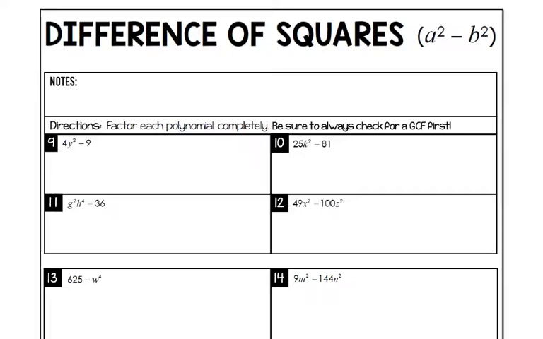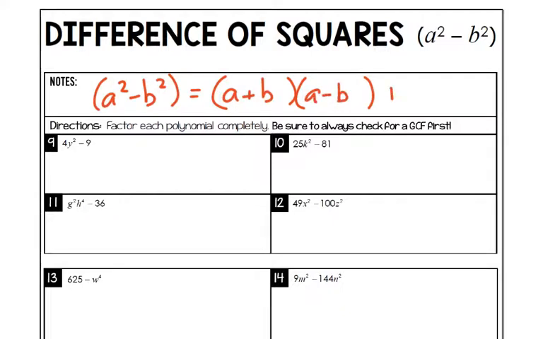And then we talked about difference of squares. Do you remember the formula? Without looking at your flipbook, can you tell me what it is? If it's a squared minus b squared, what does that factor into? Remember? All right, did you say a plus b and a minus b? If you did, good job.